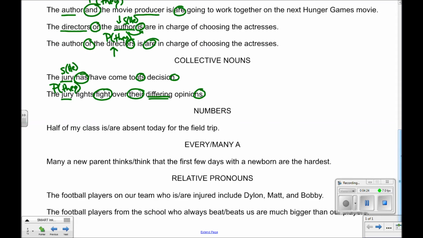When I look at numbers, I need to determine if the number is acting as one or considering it as individual parts. When I look at half of my class is one element, so that becomes singular. So which one matches with he? He is.